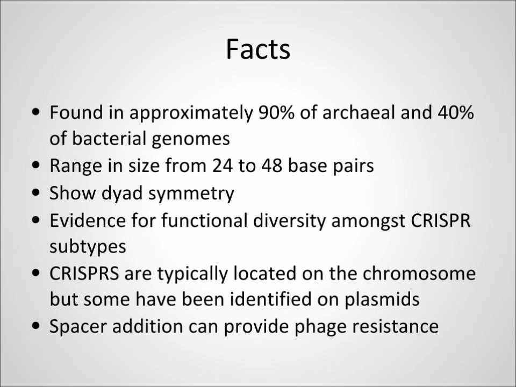As Saad mentioned earlier, restriction enzymes show palindromic symmetry or dyad symmetry. Evidence for functional diversity amongst CRISPR subtypes has been shown through research of different kinds of bacteria and archaea. CRISPRs are typically located on the chromosome, but some have been identified on plasmids. Mostly, though, they remain in the chromosome. Spacer addition can provide phage resistance, meaning that it's a type of immunity for the bacteria or archaea.